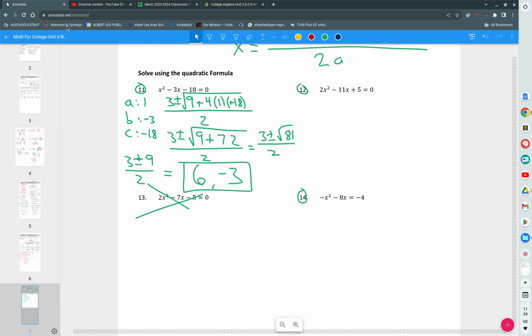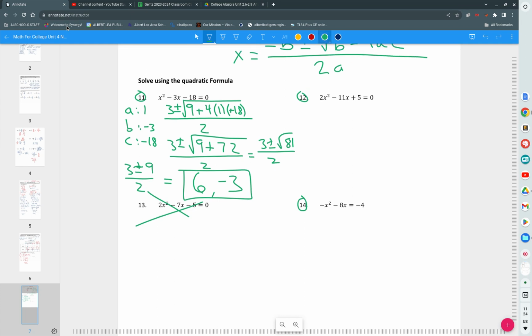All right, the next one. What is negative b? 11. Plus or minus the square root of, what is b squared? Negative 11 squared is 121, minus 4 times a, which is 2, and c, which is 5. What number goes in the denominator? 4, because it's 2a, so it's twice the a value, so I have 4. Again, everybody can plug in those numbers.